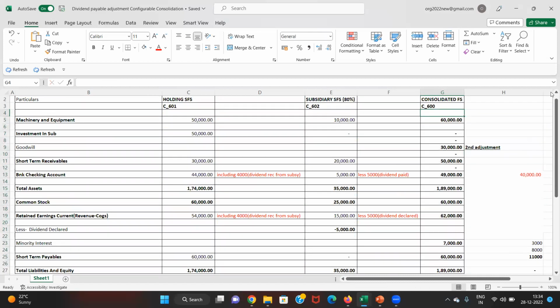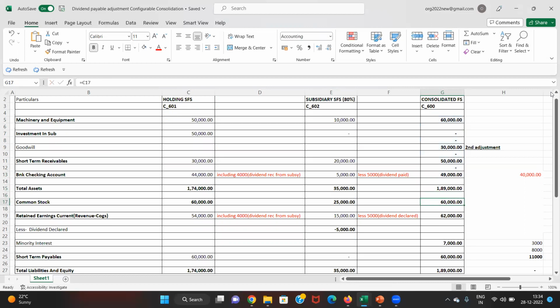So ideally, what should happen is that 50,000 plus 10,000 should be the figure of machinery and equipment under consolidated financial statements. Then there should be elimination of the investment in subsidiary. There should be goodwill of 30,000. Short-term receivable will be simply added and rolled up with the figure of 50,000. Then we have a bank account 49,000, 5 plus 44. So the total of assets should be 189.